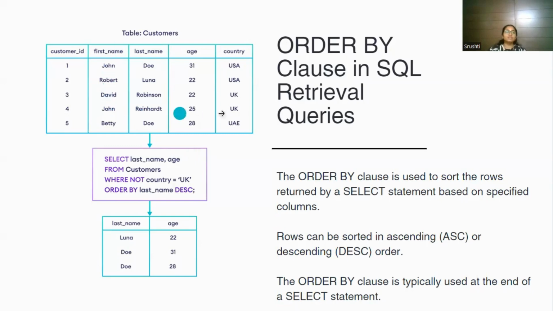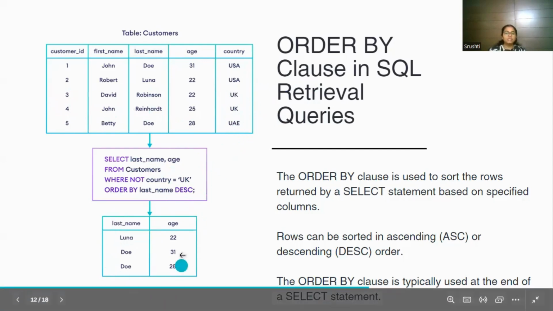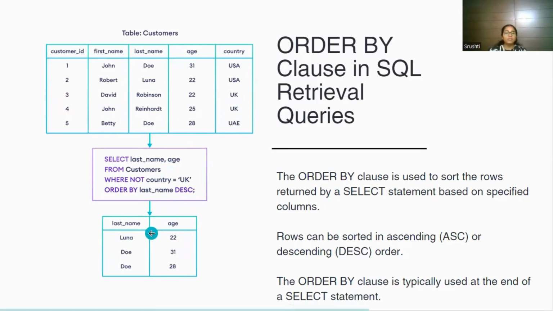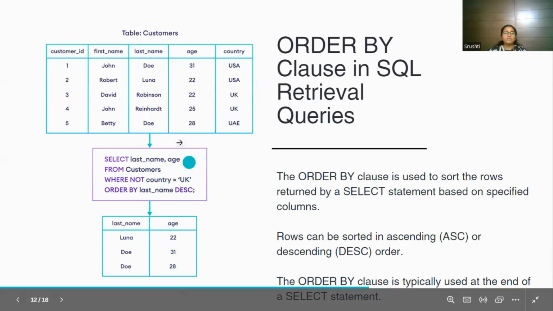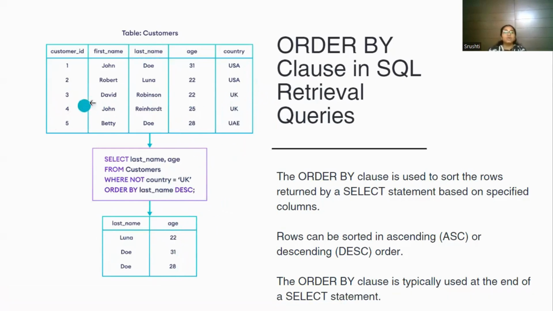For example, here there is an inputted customer table. We use select last name, age from customer table, where not country equal to UK, order by last name descending order. It is ordered by last name in descending order. And where the country is not UK, that is it should exclude the customers of UK origin, and display the others, that is USA or UAE. Here you can see it shows the name and the age of those customers who are not of the UK origin and in descending order.